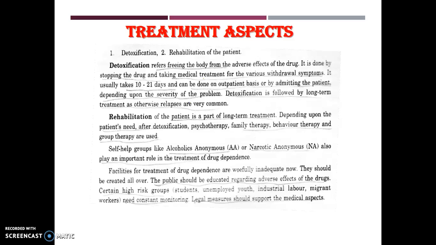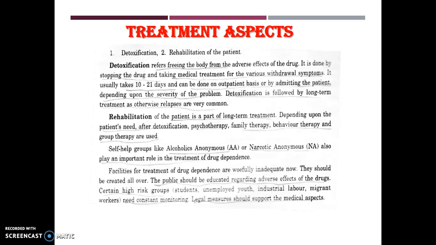And the second method is rehabilitation of the patient. It is a part of long-term treatment depending upon the patient's needs. After detoxification, psychotherapy, family therapy, behavior therapy and group therapy are used. Self-help groups like Alcoholics Anonymous or Narcotics Anonymous also play an important role in the treatment of drug dependence.